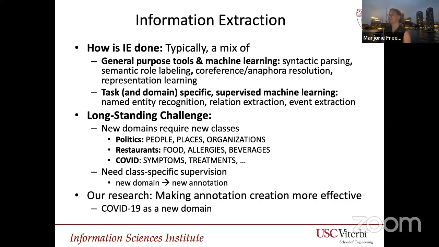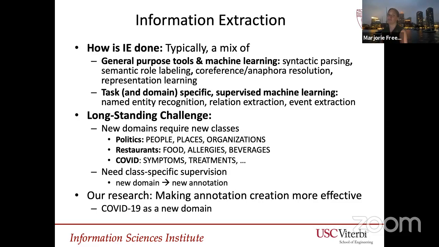And a longstanding challenge with this task-specific nature is that new domains require new classes. So we start out in this open news politics space, and we're interested in people and places and organizations, and we work on that for a long time. And then we say, oh, somebody wants us to pay attention to restaurant reviews. And now we need food and allergies and beverages.